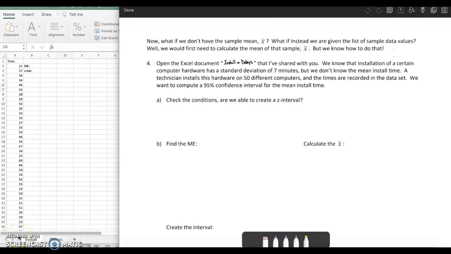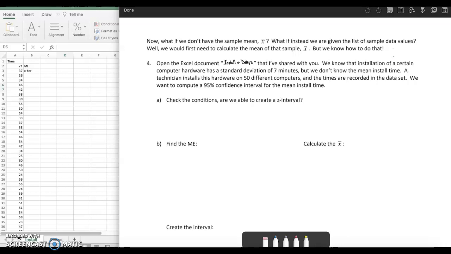Now we want to look at an example where we don't have the sample mean X bar. Instead, we're given a list of sample data values. So a lot of times this is where you're actually going to start with real problems: you have the sample data and you need to calculate that X bar value and proceed from there.